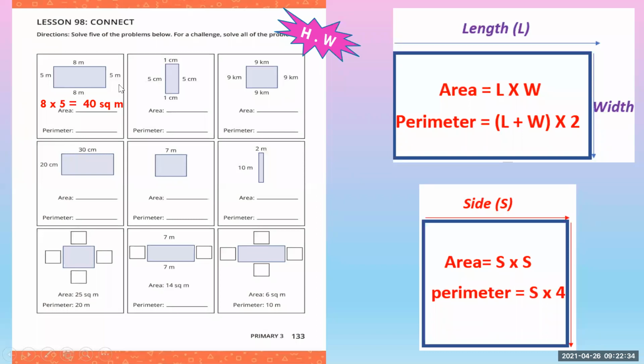Here, the perimeter. We said the perimeter of a rectangle is length plus width times 2. So I will add 5 plus 8, then I will multiply by 2.